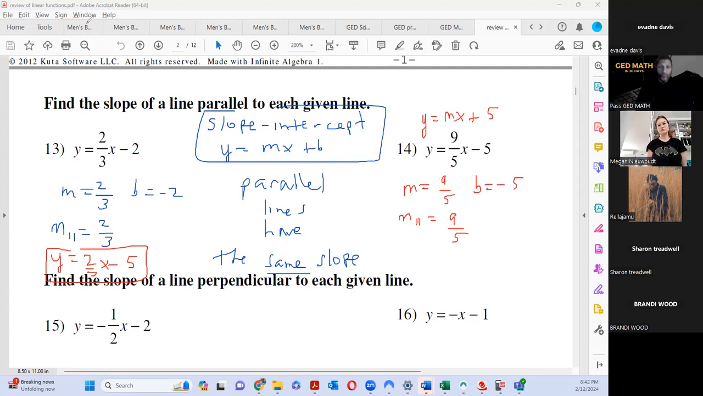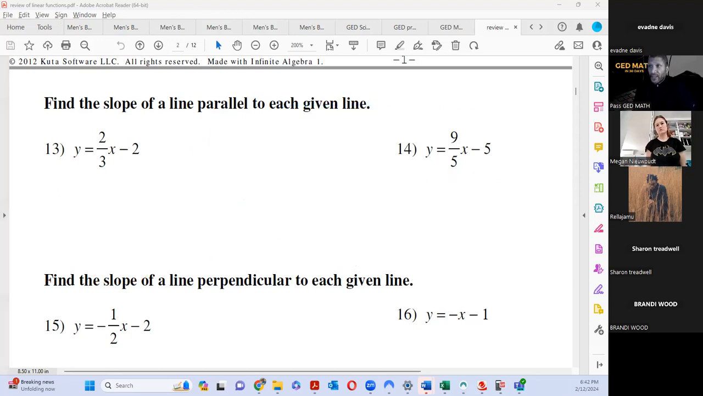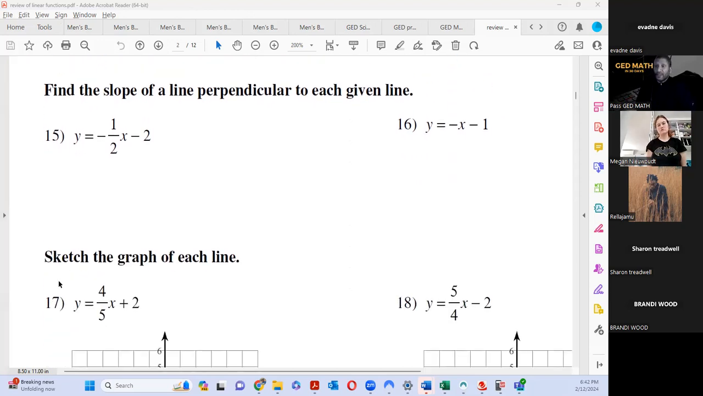Okay, now let me go down here to perpendicular. This time, we're going to do 3 things. Again, is number 15 in slope intercept form? Yes, it is. Y equals mx plus b. So what Rel said the other day, he said, Mr. Tinsley, what if we have something like this?